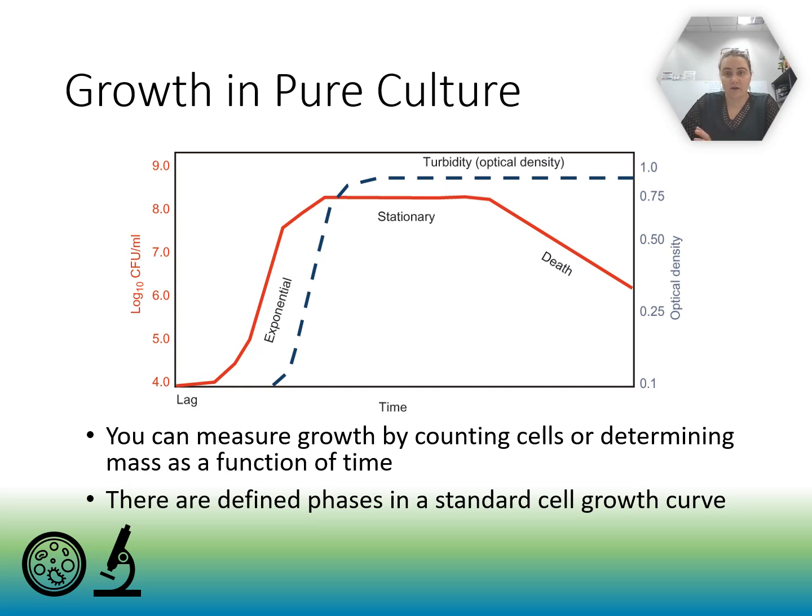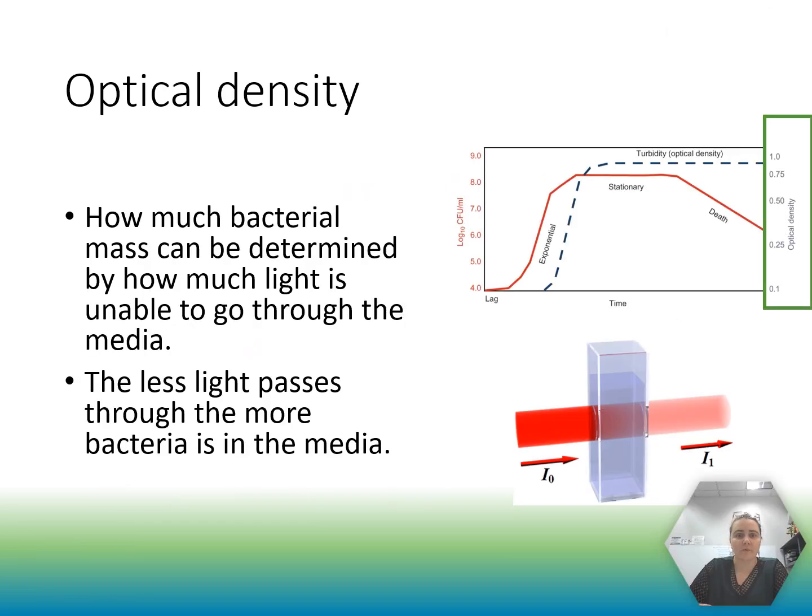So we measure cell counts or we figure out mass. The way that we can do that sometimes is we can just count on a plate, but sometimes that doesn't help us because we might be growing continuously. So we can actually use what's called optical density to measure how much light is able to go through the media. The more light that goes through the media, the less bacteria there are. The less light that goes through the media, the more bacteria there are. So it's an inverse relationship, and basically the bacteria are blocking light from going through.